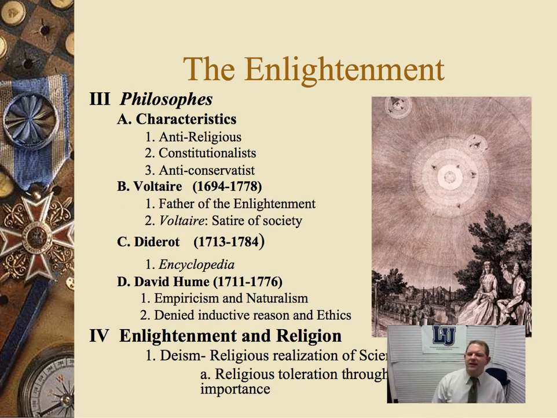In the Enlightenment, we had the development of a certain group of intellectuals that we call the philosophes, which is French for the word philosopher. Now, the philosophes shared several characteristics. First and foremost, they were anti-religious, they were anti-conservative, and they were liberal politically in terms of being constitutionalists. The individual that took on the role of the father of the Enlightenment was a French thinker and writer by the name of Voltaire. And Voltaire actually created a satire of society that we call Candide.